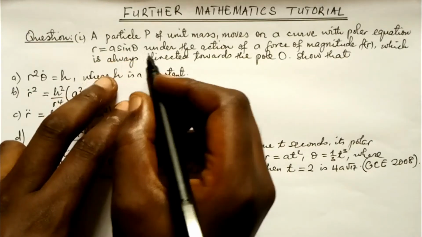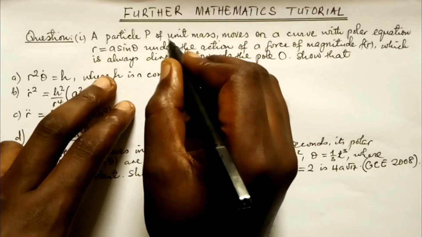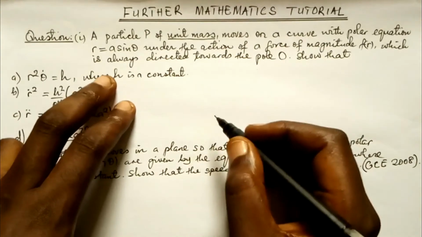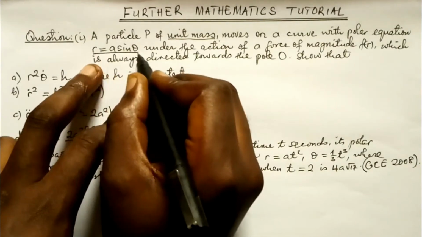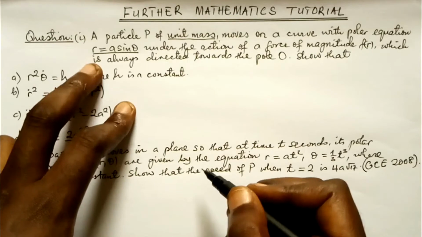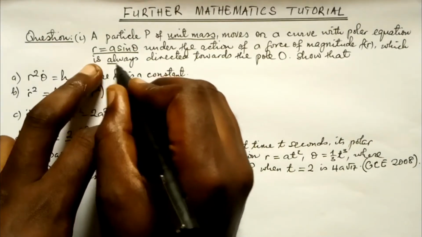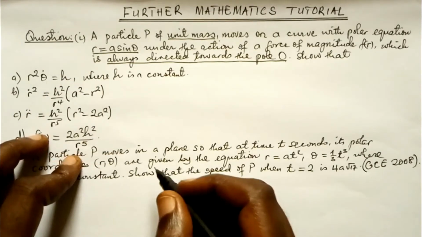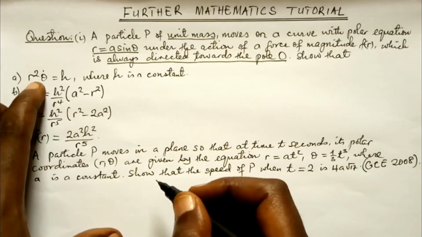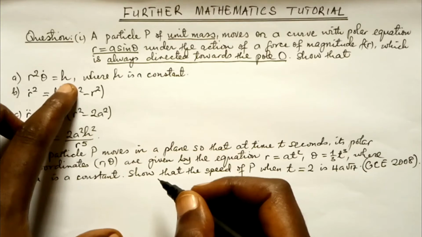Going back to the question first, there are some key phrases or terms that we need to highlight. The first one is unit mass, so a mass of one unit. It's moving on a curve with polar equation r equals a sin theta under the action of a force of magnitude f of r, which is always directed towards the pole. Those are the key parts of the question. Starting with the first part, we have to prove that r squared theta dot equals h, a constant.